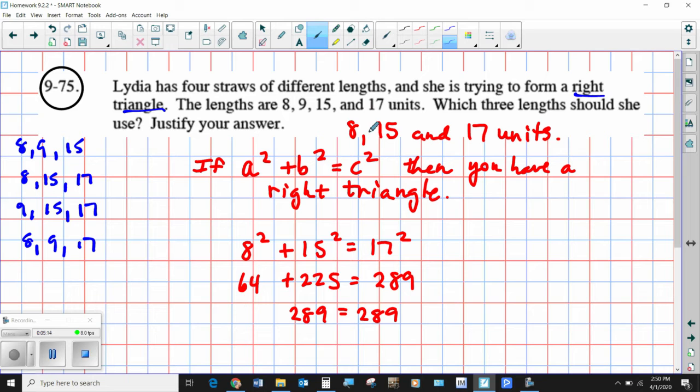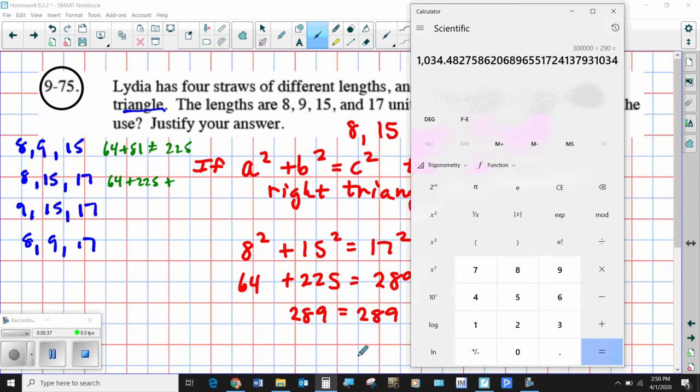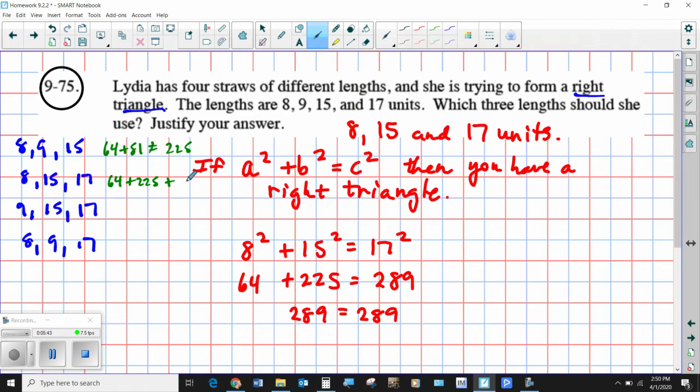All right, so let's take a look at this. If we choose the 8, the 9, and the 15, then that's going to be 64 plus 81. Does that equal 225? I would say no, that's like 145. Then we take the 8, the 15, and the 17. So it would be 64 plus 225. And 17 squared, what is that, 329 or something like that? 17 squared, no, 289. That's supposed to equal 289. And sure enough, that's one that works.